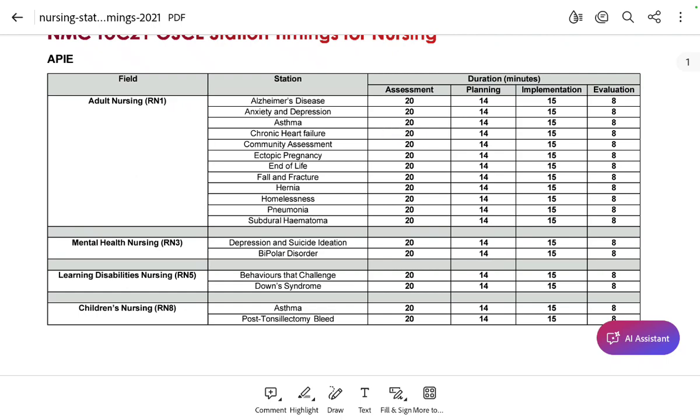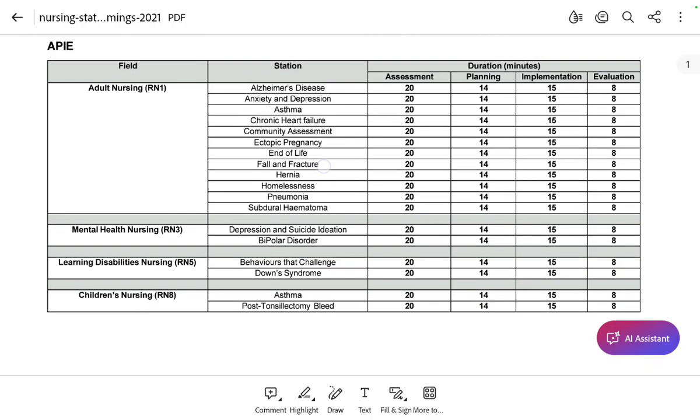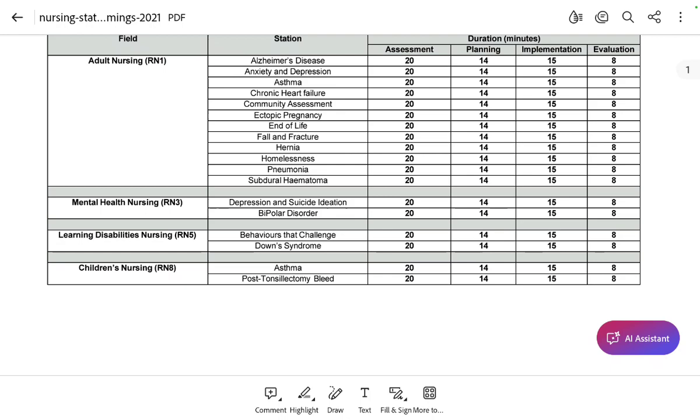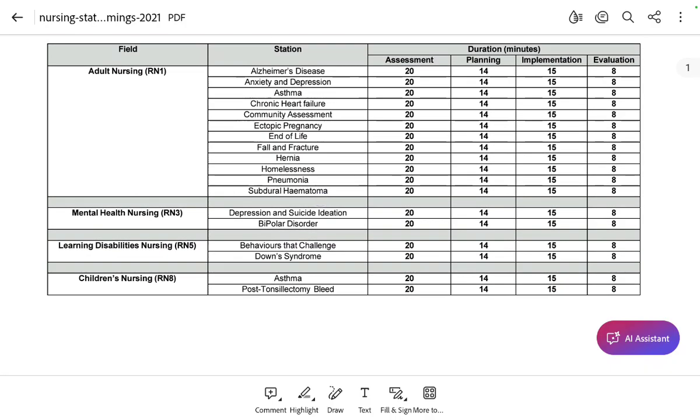And then basically he or she will assess you during the 10 stations. So these are the timings. There will be one of these scenarios included: Alzheimer's disease, anxiety and depression, asthma, chronic heart failure, community assessment, ectopic pregnancy, end of life, fall and fracture, hernia, homelessness, pneumonia, or the subdural hematoma.